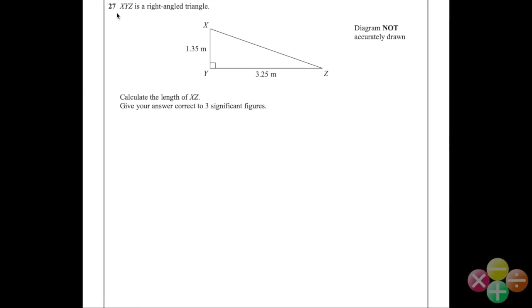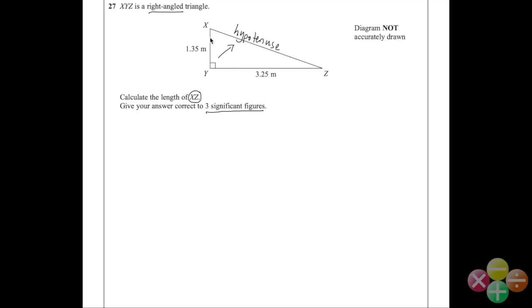Question 27. XYZ is a right-angled triangle. Now it's significant that it's right-angled. Calculate the length of XZ. Give your answer correct to 3 significant figures. So we're needing to calculate the length XZ. So that's the longest side, and in triangle terms, the longest side of a triangle is called the hypotenuse, and it's always opposite the right angle.